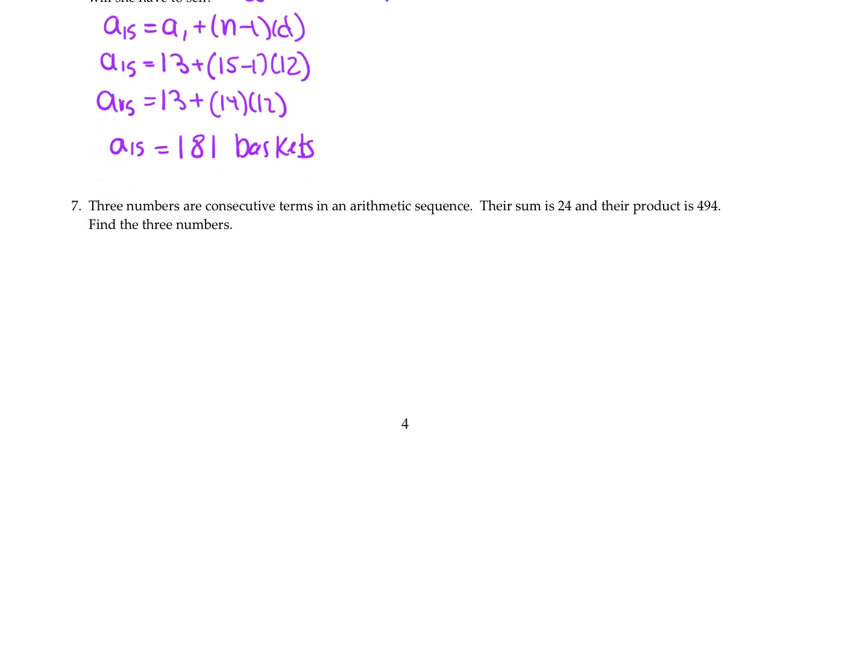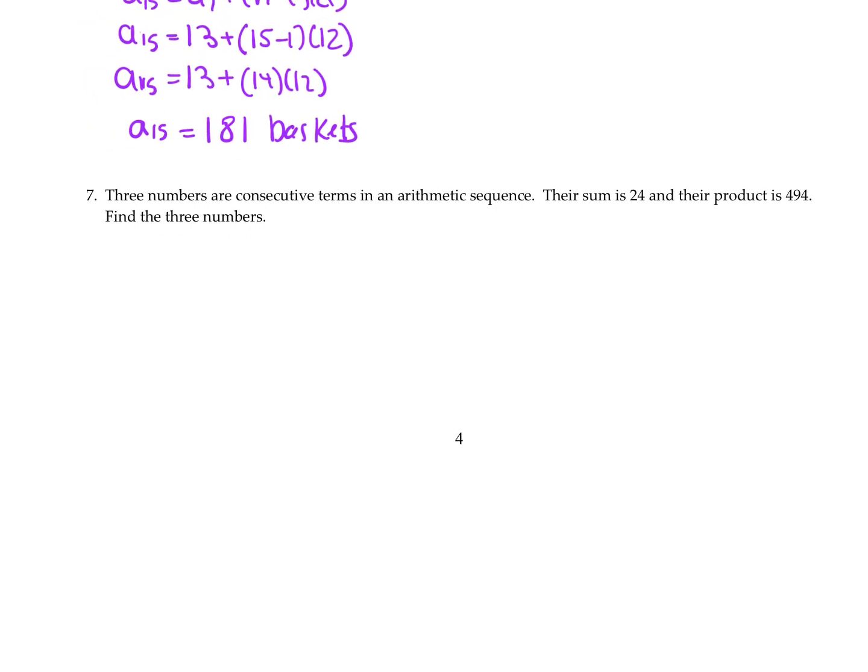All right, in 7, it says there's 3 consecutive terms, and their sum is 24, and their product is 494. So at first when I thought about this problem, I thought, okay, so you got your first term, and then your second term is plus d, and then your third term would be plus 2d. But this is going to make for a really complicated equation. So instead, what if my middle term is n, and then my first term is n minus d, and then my third term is n plus d?